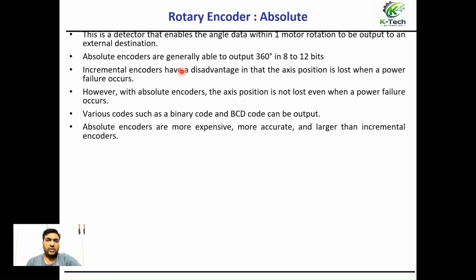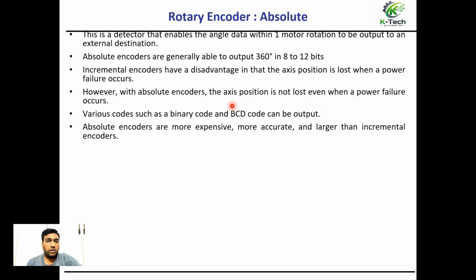Incremental encoders have a disadvantage in that the axis position is lost when a power failure occurs. This is the disadvantage of the incremental encoder. But in the absolute encoder, the axis position is not lost even when a power failure occurs. So this is the main advantage of the absolute encoder. So your position will not be lost.